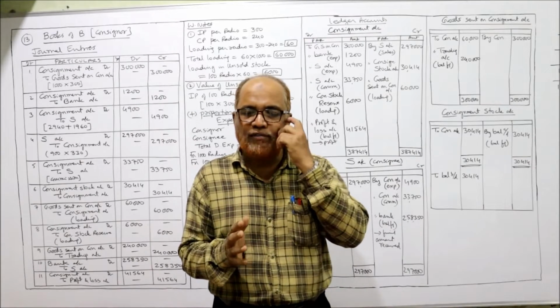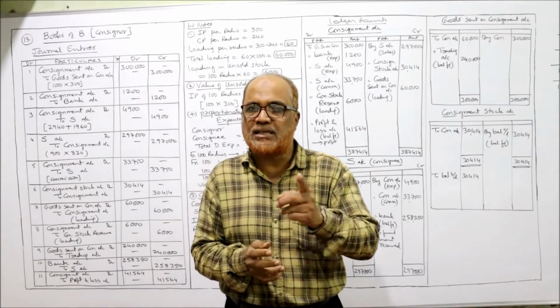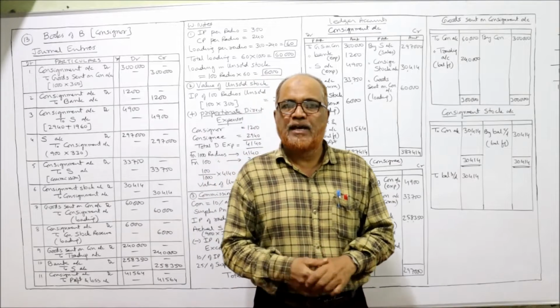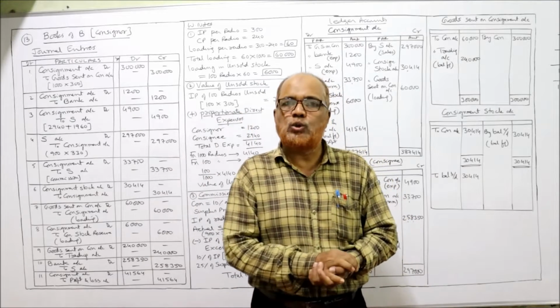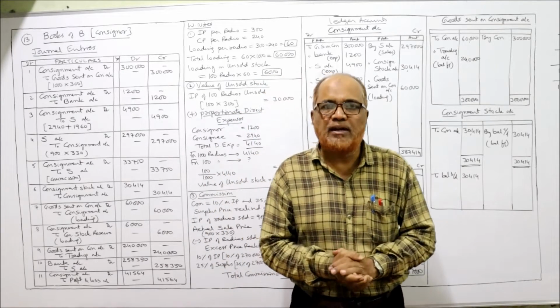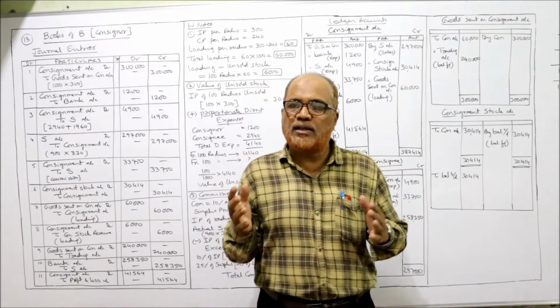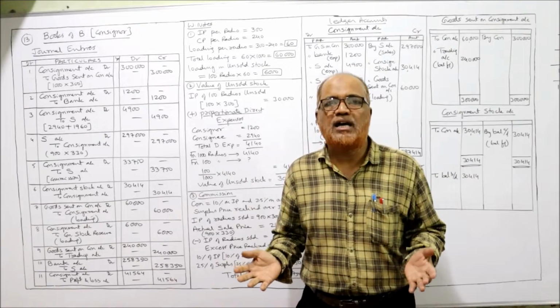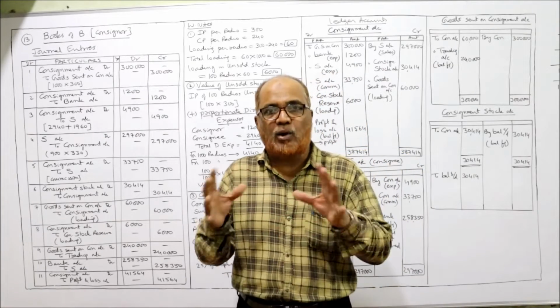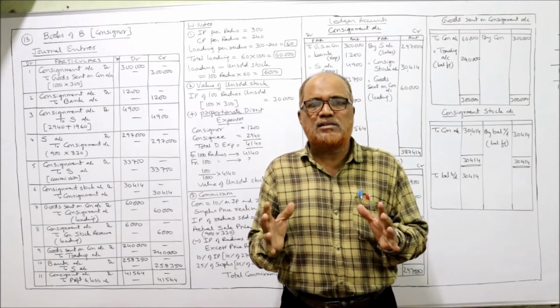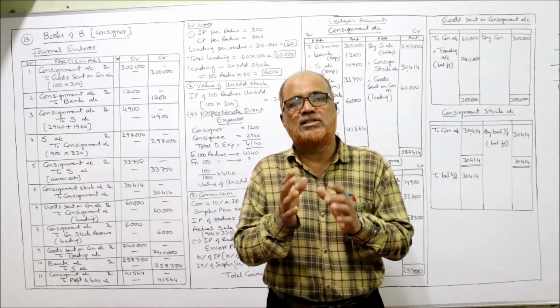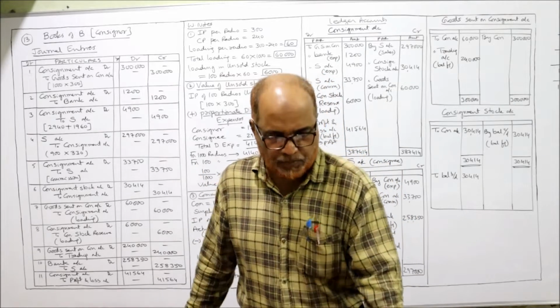So if you have not watched the earlier problems, I suggest you go to the playlist of my channel. Select the subject Financial Accounting 2. Select the videos of consignment accounts, watch the initial videos, you will get the idea about what journal entries are to be passed in the books of consignor, in the books of consignee, what accounts we have to make. You must have knowledge of all these things, then only you can follow these problems.